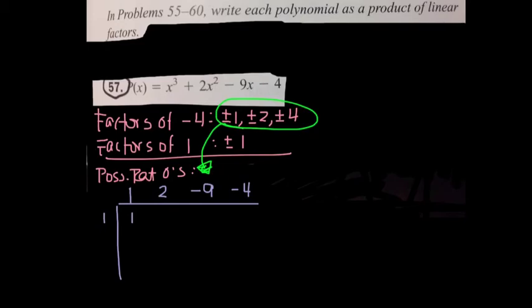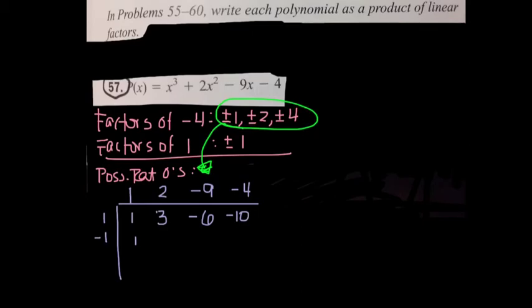1 times 1 is 1, plus 2 is 3. 1 times 3 is 3, plus negative 9 is negative 6. 1 times negative 6 is negative 6, plus negative 4 is negative 10, which is not 0, so I'll move on to negative 1. Bring down the 1.